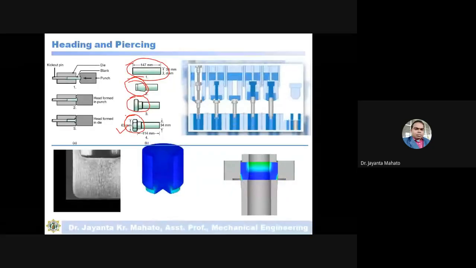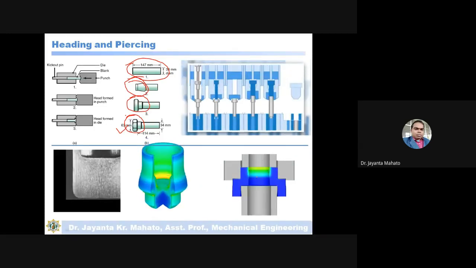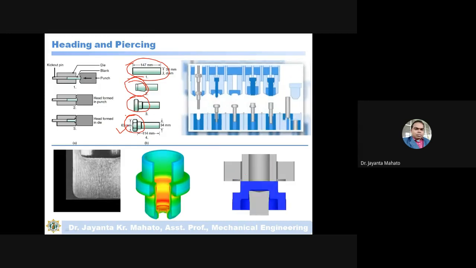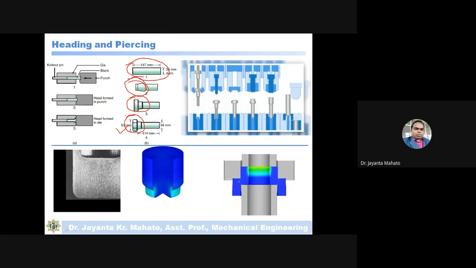So this, placing it in between two dies. After pressing it, the material will get a form like this.